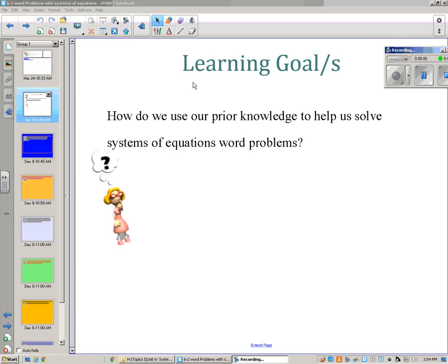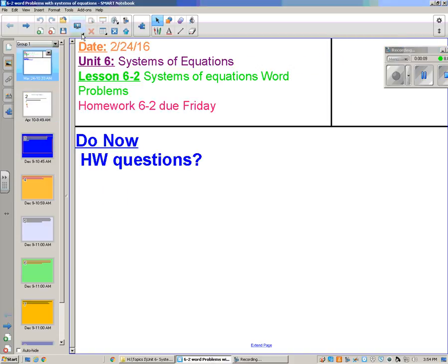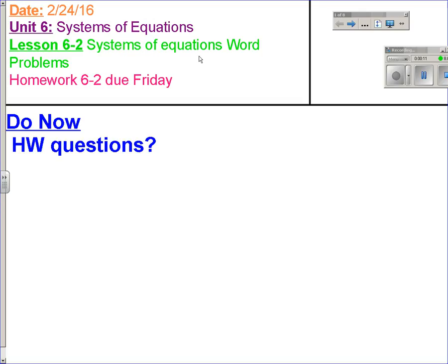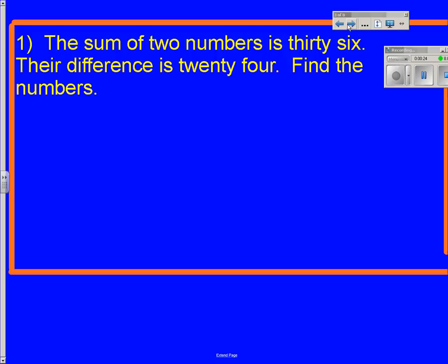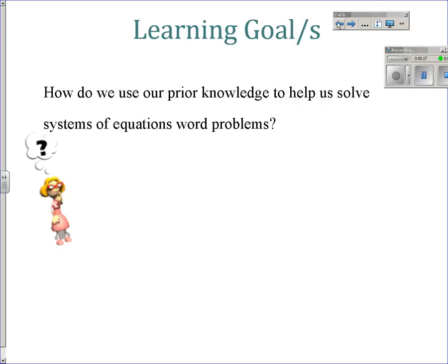So let's take a look a little bit at what we're going to do today. We're still talking about systems of equations, but today we're going to be really focused on word problems and how our prior knowledge helps us solve systems of equations using word problems. Whereas yesterday we looked at a lot of substitution type problems, where we substitute one equation into the other, today is going to be a little different. Today we're going to look at another method that you did last year with your teachers, called elimination.